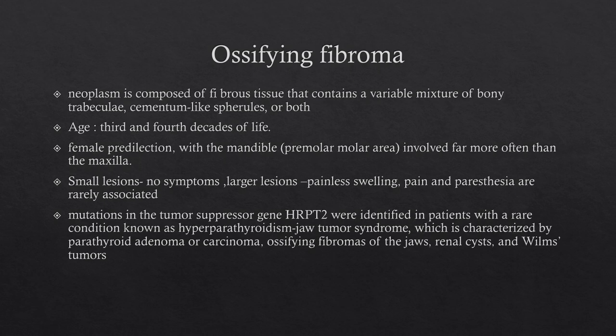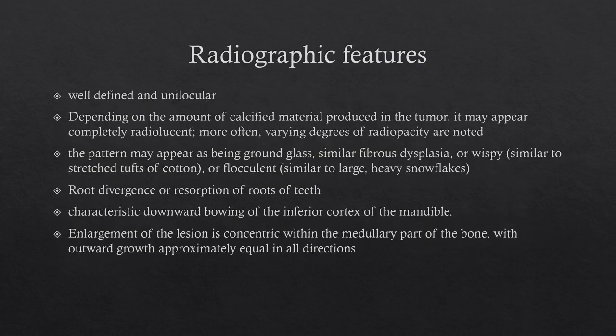There are mutations in the tumor suppressor gene HRPT2 which have been identified with ossifying fibroma, which is rarely seen, and it can be associated with hyperparathyroidism jaw tumor syndrome, which is characterized by parathyroid adenoma, carcinoma, ossifying fibromas of the jaws, renal cysts, and Wilms tumors.